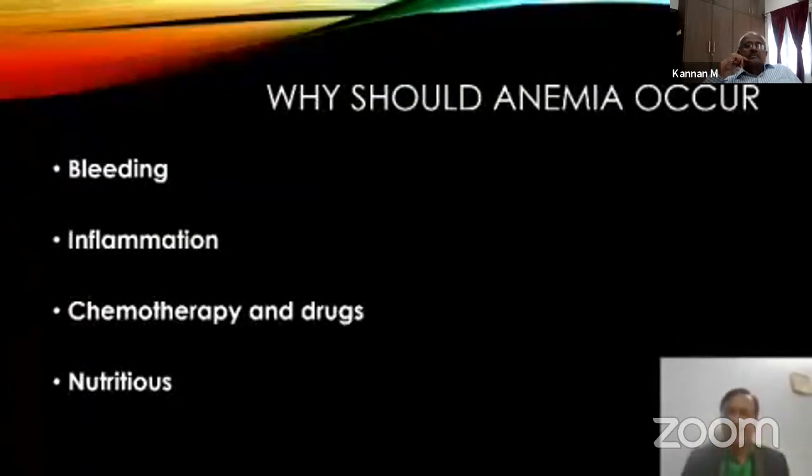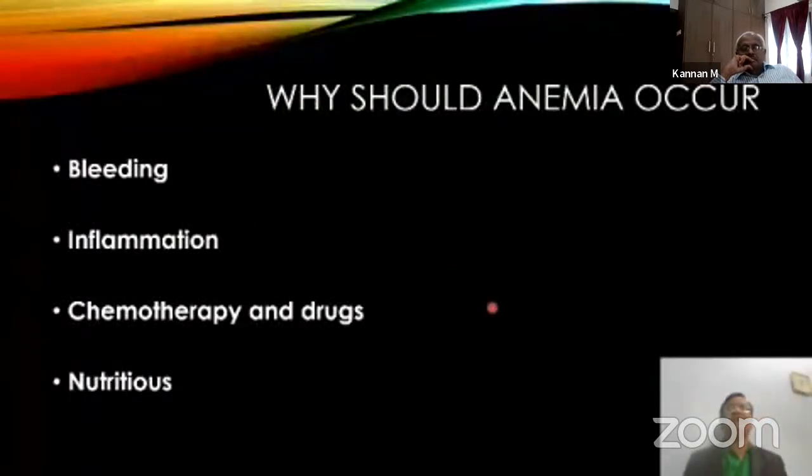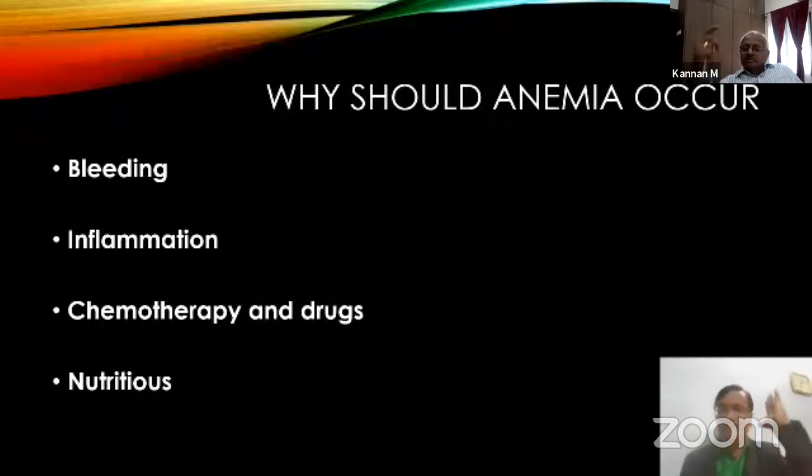Why should anemia occur? Anemia can occur because of bleeding, inflammation, nutritional causes, chemotherapy, and drugs. This is not a classical hematology definition. This definition is more towards a conceptual, etiological focus on the perioperative period.